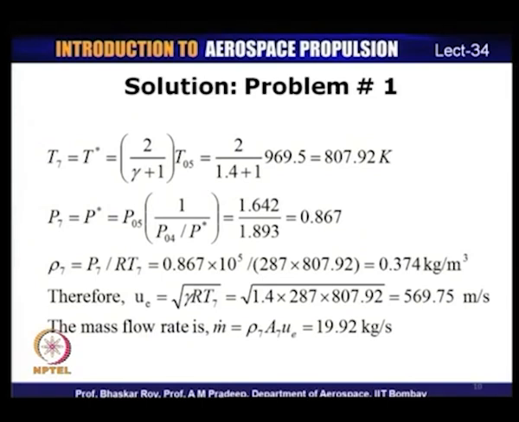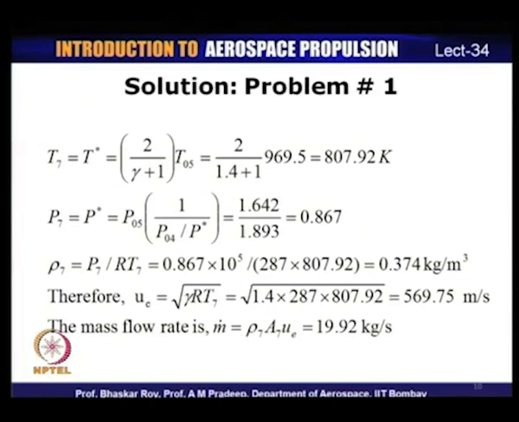Since Mach number at the exit of the nozzle is 1, the exit velocity is equal to square root of gamma R T7, which is equal to 1.4 into 287 into 807.92. So, this is equal to 569.75 meters per second.